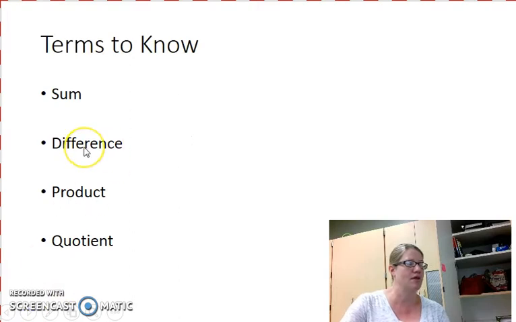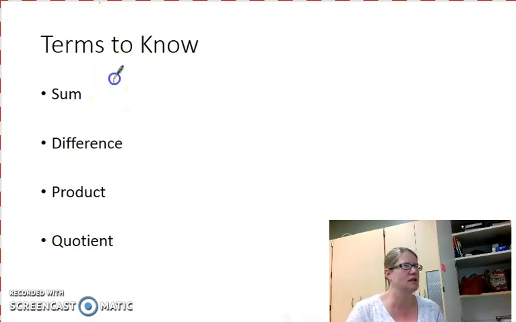So the first thing we're going to do is look at some terms that we need to know. So we have sum, difference, product, and quotient. Now these are all words that you've probably heard before, but we just need to make sure that we remember what this means. So a sum, that is really just the answer to an addition problem.